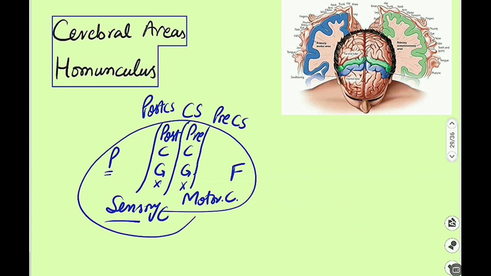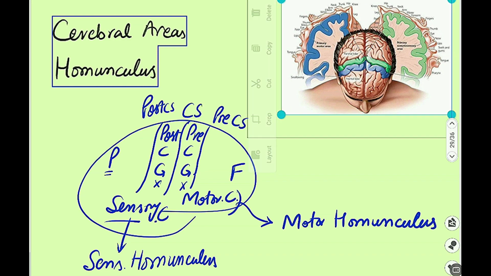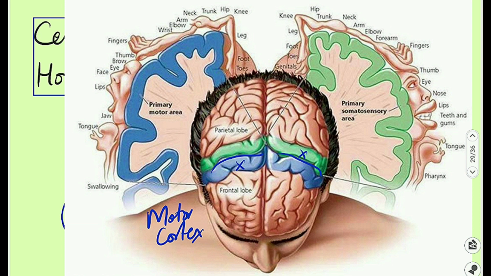Over the sensory cortex, there is a representation of the body. That representation of the body is known as the sensory homunculus. Likewise, over the motor cortex, the body representation is known as the motor homunculus. So the homunculus has two categories, a sensory homunculus and a motor homunculus. I will further explain over this diagram. Look here, this is the top view of the cerebral cortex. This is the central sulcus. Here is the precentral gyrus, that is the motor cortex. And behind the central sulcus, we have the post-central gyrus, that is the sensory cortex.